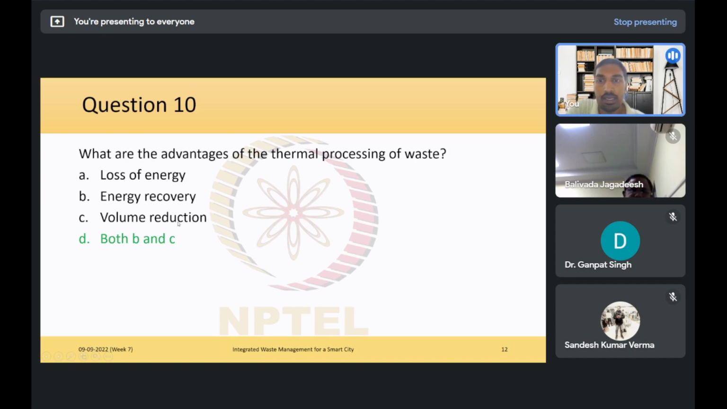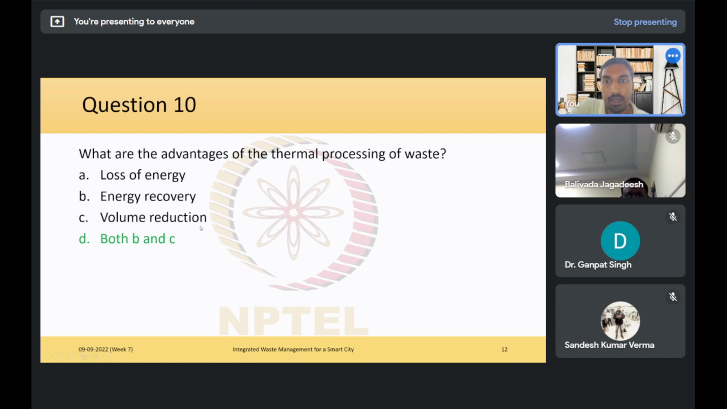Mainly we will get volume reduction. The volume will be reduced when we do the thermal processing, either combustion or pyrolysis or whatever it is. That means we will have less volume of waste that needs to be disposed into the landfill. That saves us space and extends the life of the landfill, which is the major advantage of thermal processing. And if we are smart about it, we can also recover some useful energy in this thermal processing.